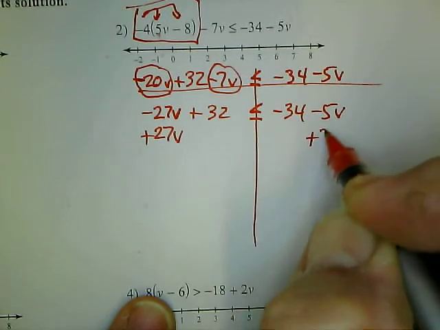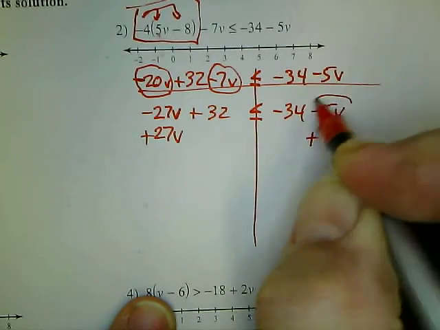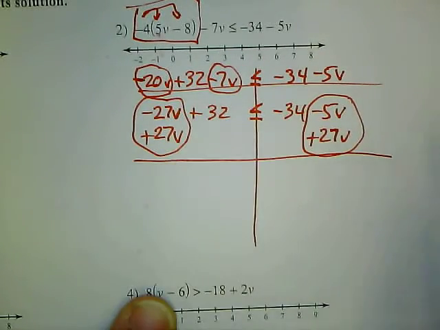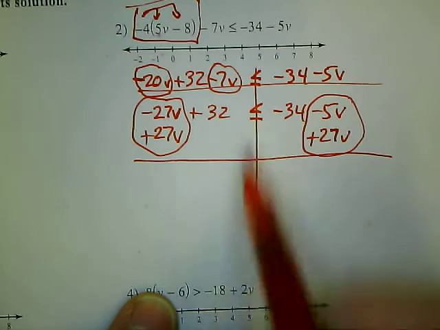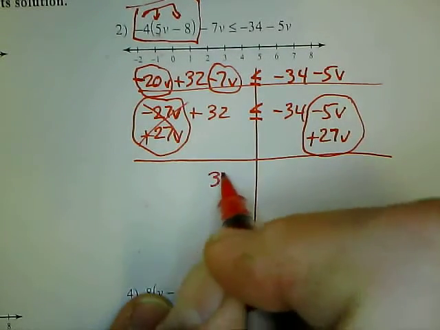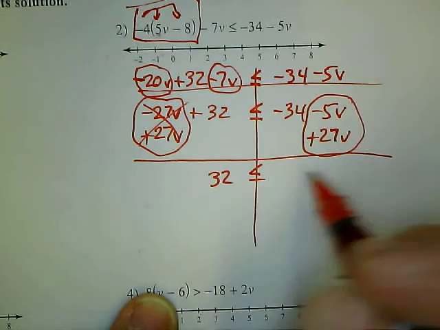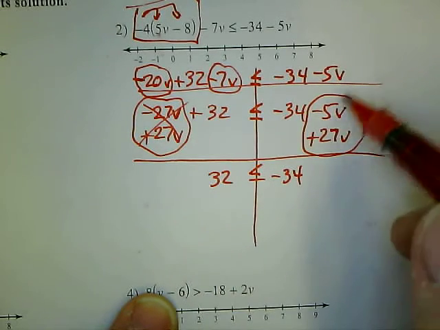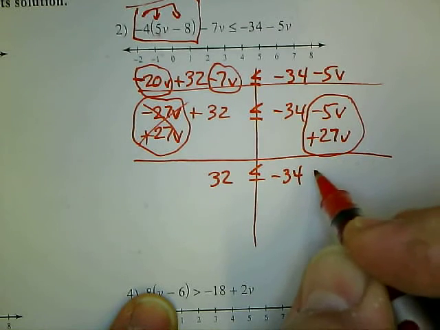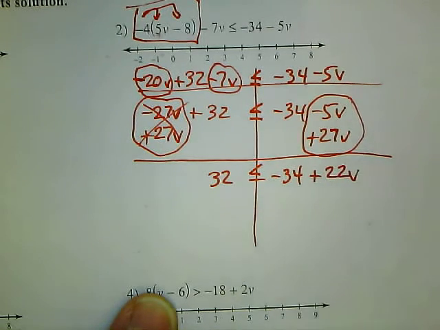If you took the 5, because you went ahead of me, don't worry about it. It'll still work out. Just remember, if you go the other direction, you are going to have to flip your sign. All right, our 27 opposite operations are gone. That leaves us with 32 is less than or equal to negative 34 will come down. Negative 5 plus 27 is plus 22v.